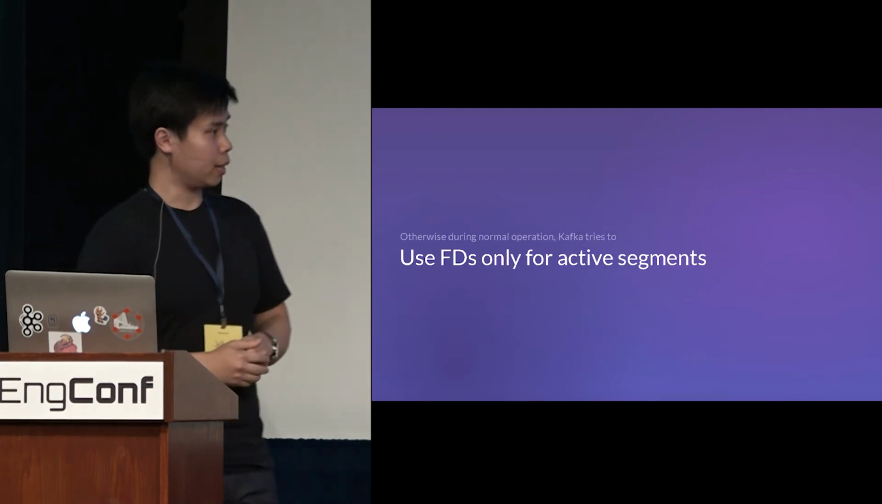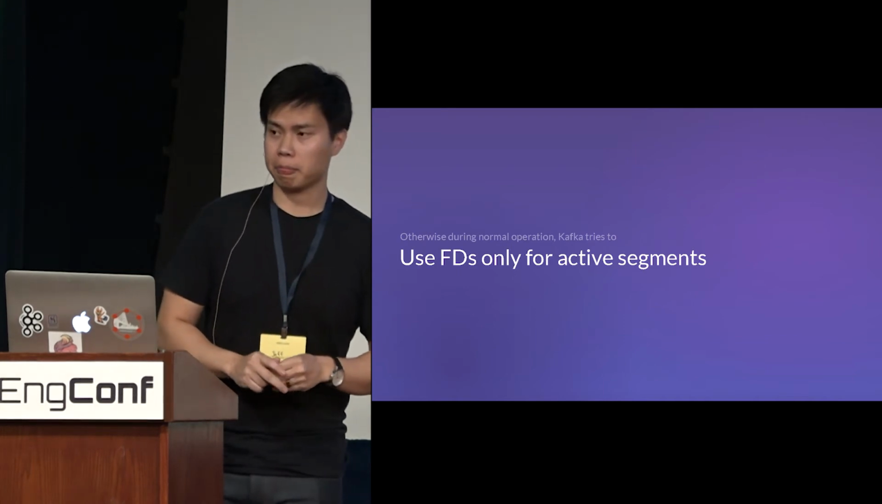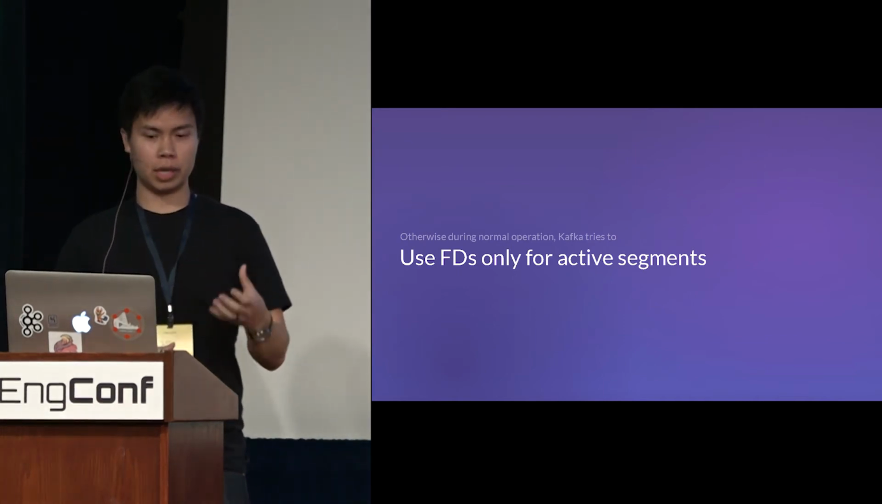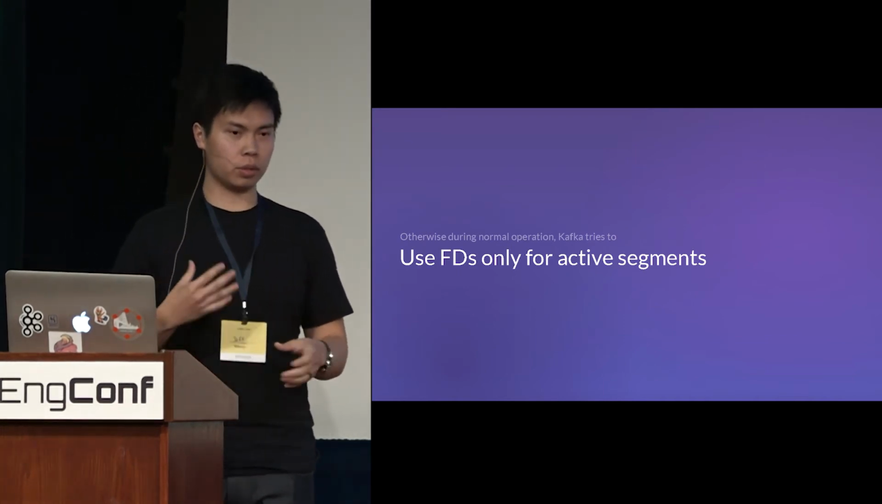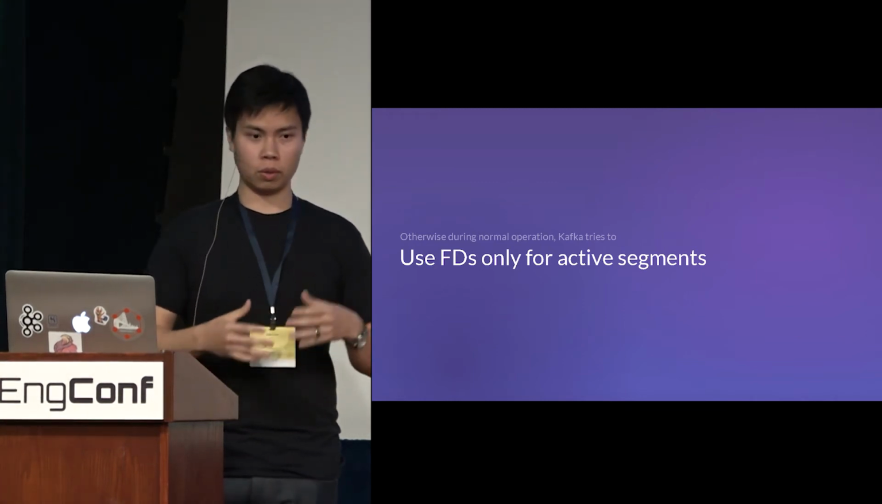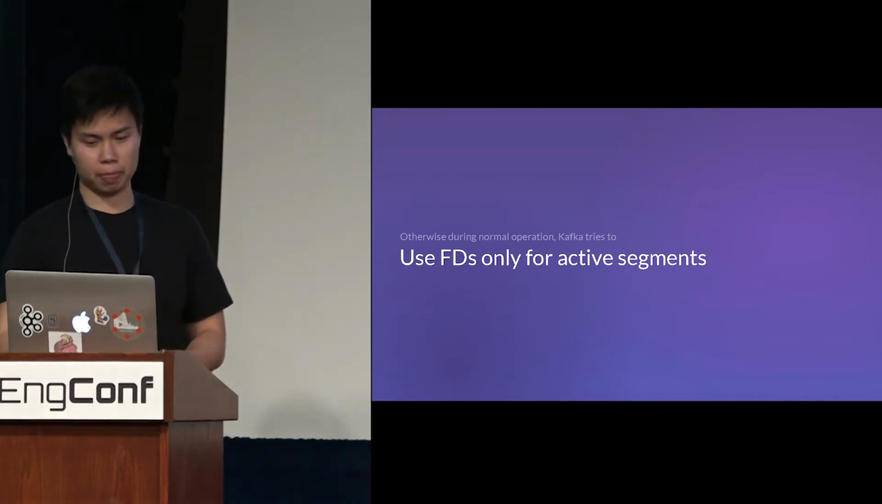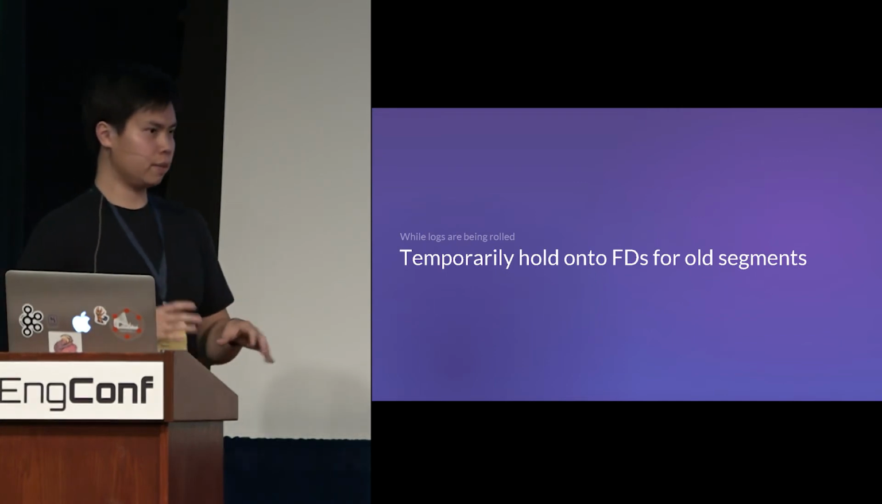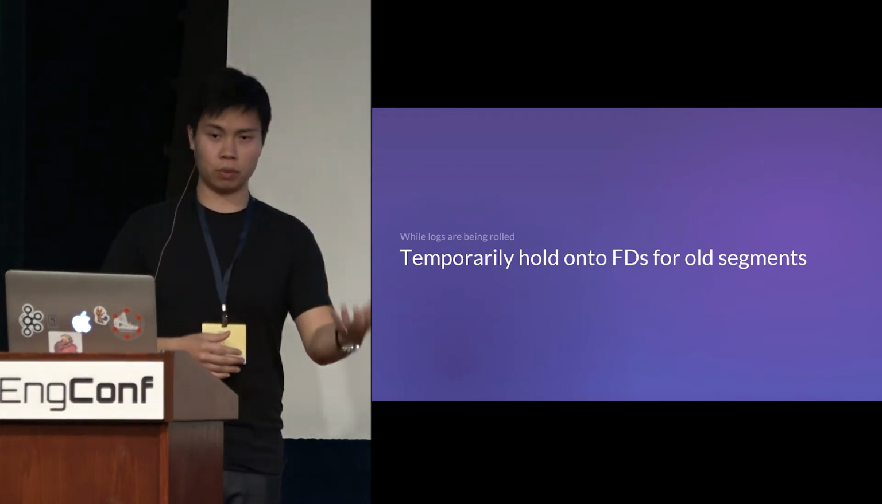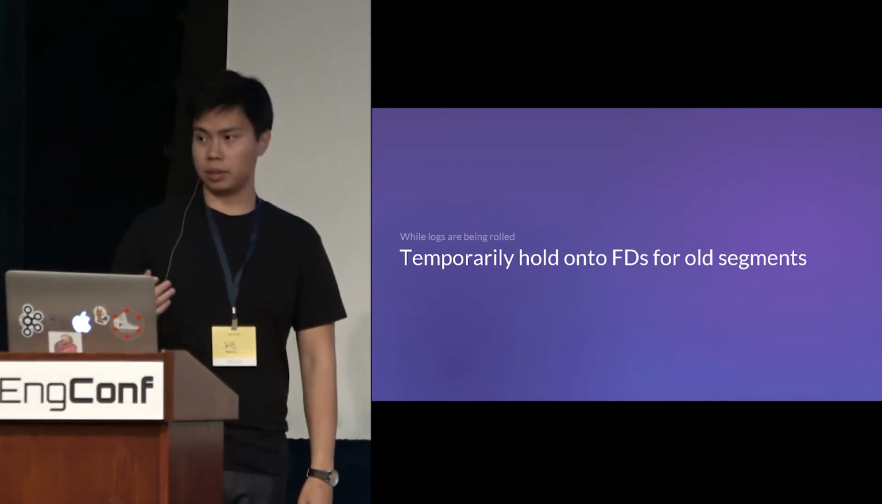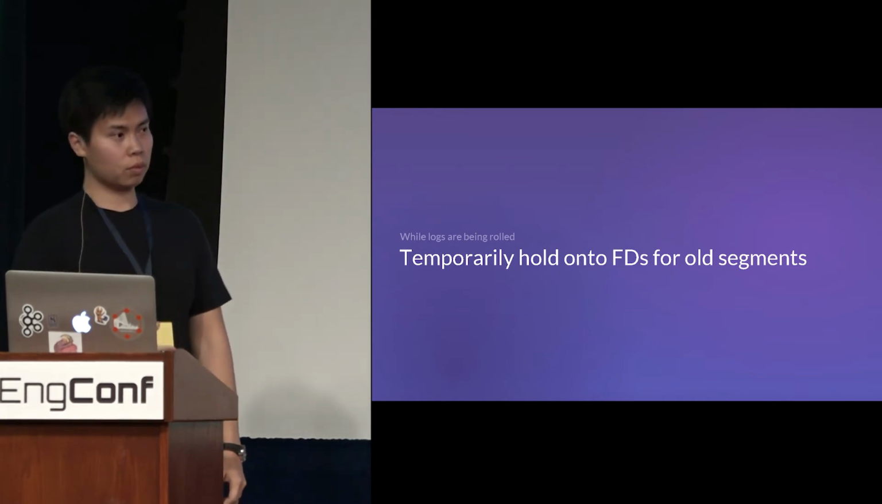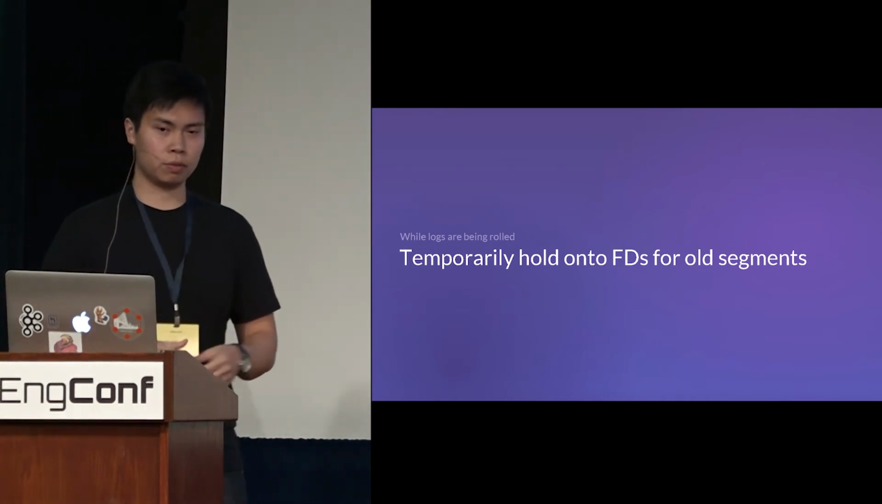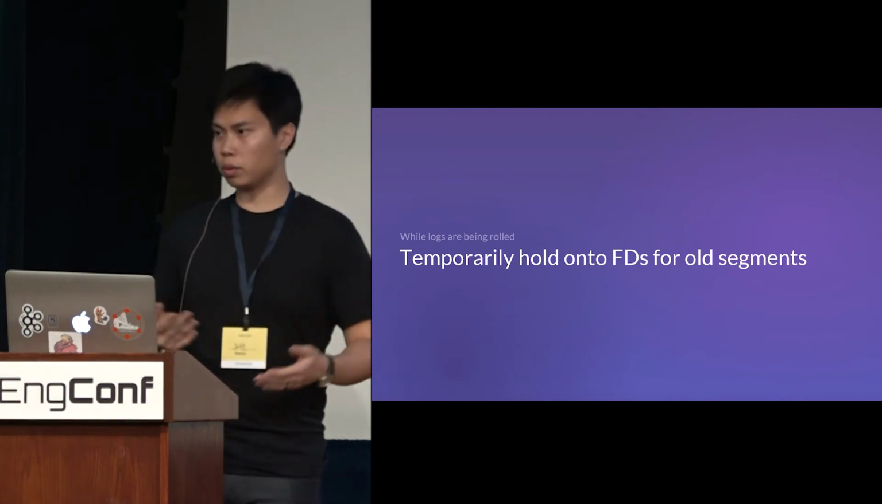Now, I would like to add that Kafka does try to do a good job in making sure that brokers only use file descriptors for only the active log segments. And where this deviates is when logs are currently being rolled, as you may know, because the broker will temporarily hold on to file descriptors for old log segments until the roll is complete.